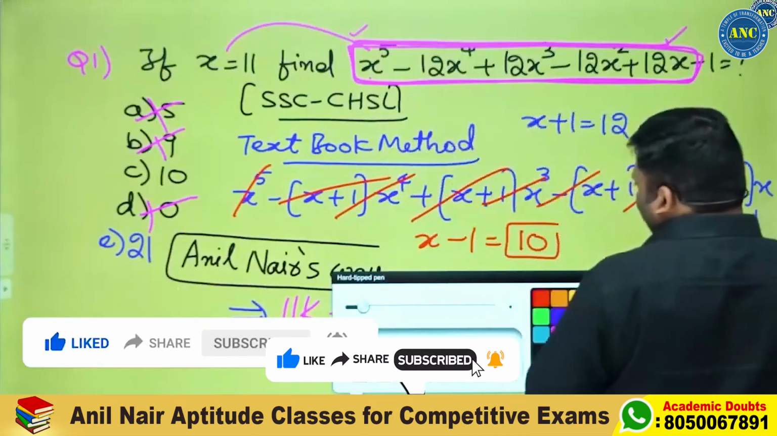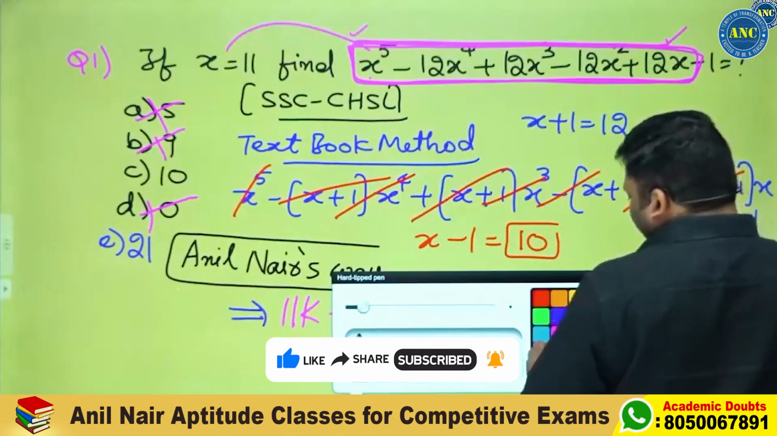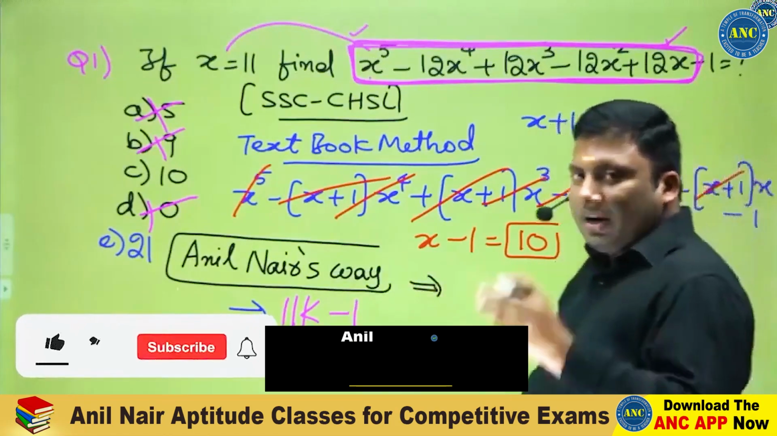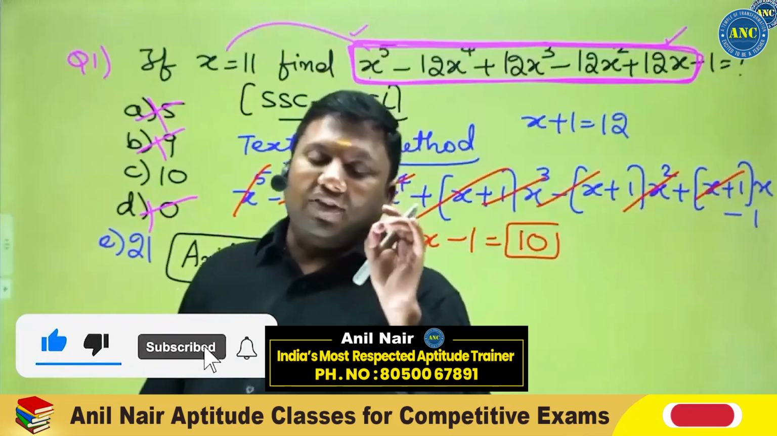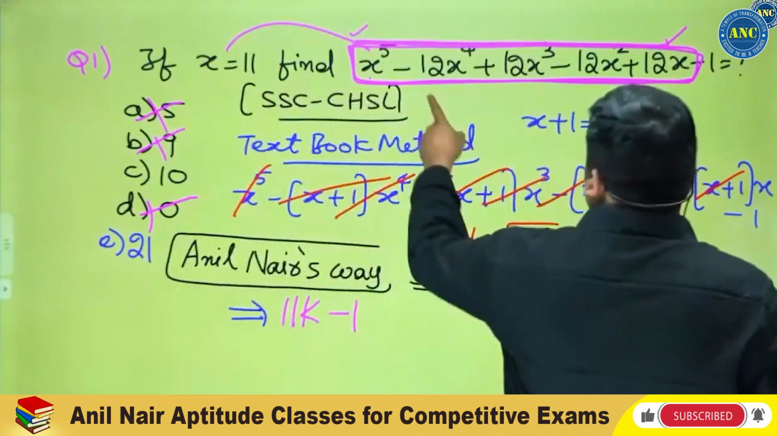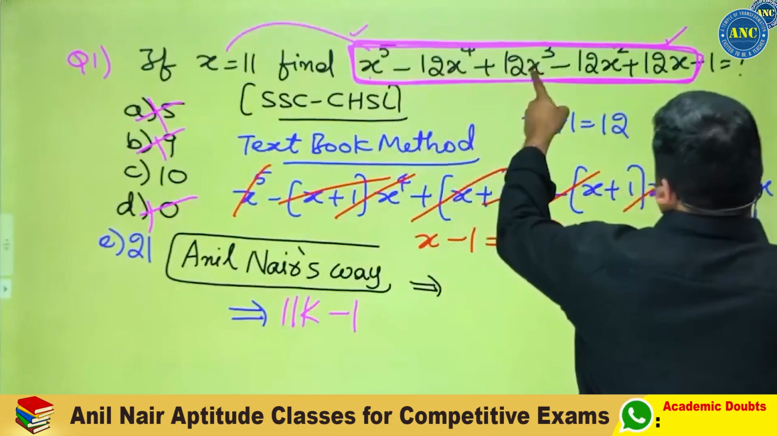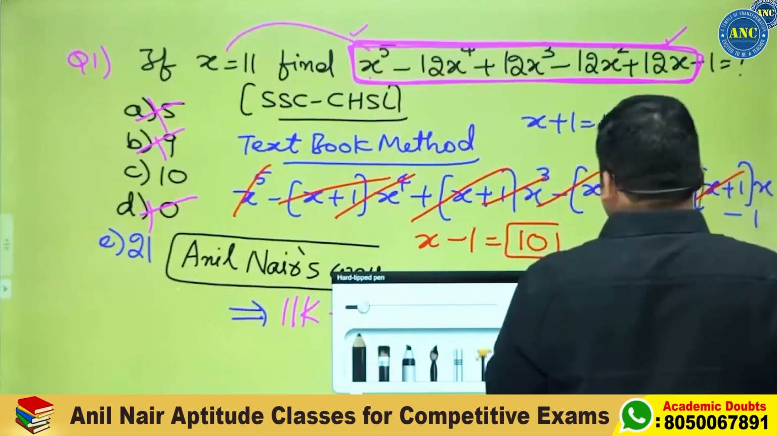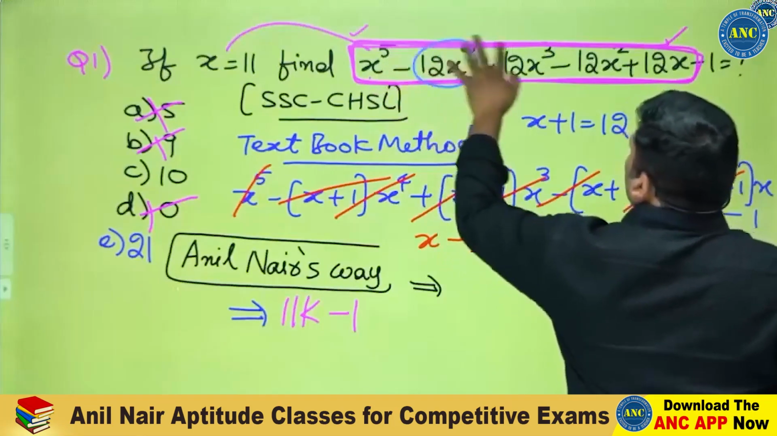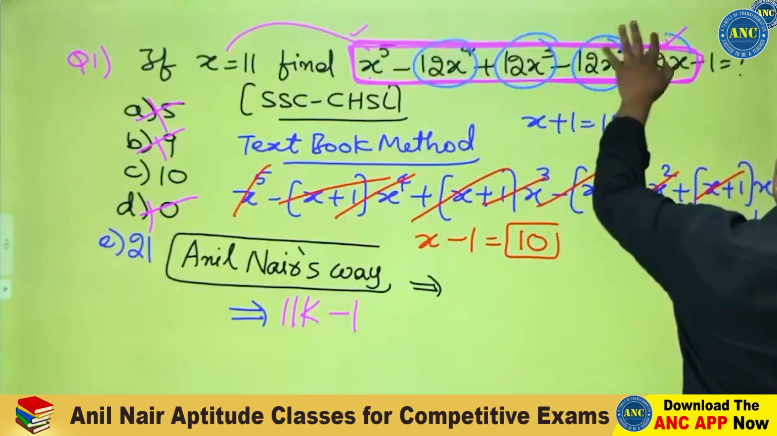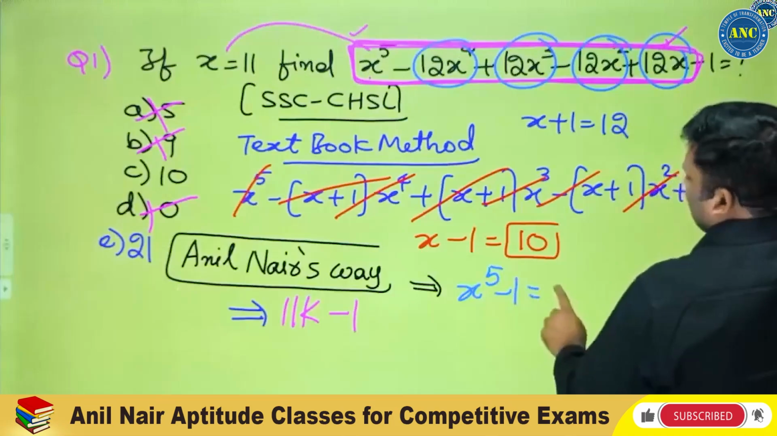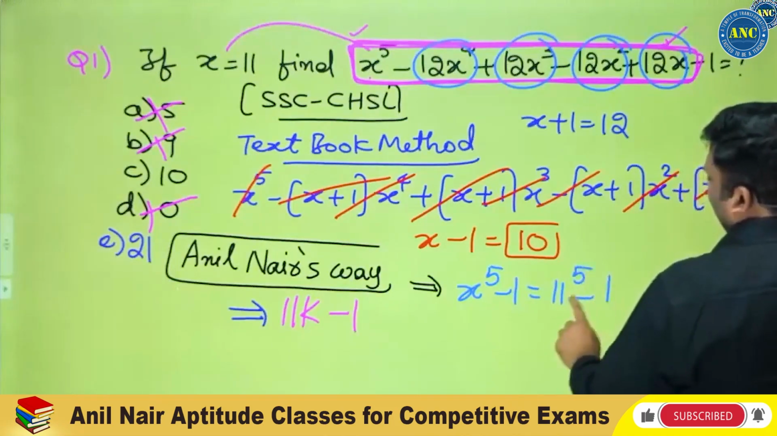And here is another way to look at it. These are all very easy questions. Listen carefully. I told you three rules: read the question, identify the root cause of the problem, simplify the problem, and don't complicate it. Read the question again: x power 5 minus 12x power 4 plus 12x cube minus 12x square plus 12x. Here it contains 12, here it contains 12, here it contains 12. What is remaining? x power 5 minus 1. What is x? x is 11, so 11 power 5 minus 1.